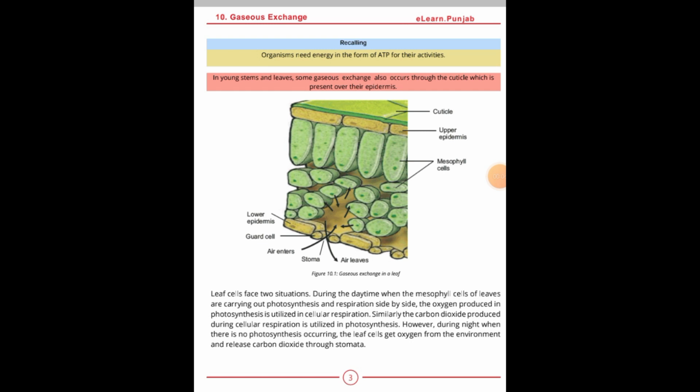Leaf cells face two situations. During the daytime, when the mesophyll cells of leaves are carrying out photosynthesis and respiration side by side, the oxygen produced in photosynthesis is utilized in cellular respiration. Similarly, the carbon dioxide produced during cellular respiration is utilized in photosynthesis. However, during night, when there is no photosynthesis occurring, the leaf cells get oxygen from the environment and release carbon dioxide through stomata.